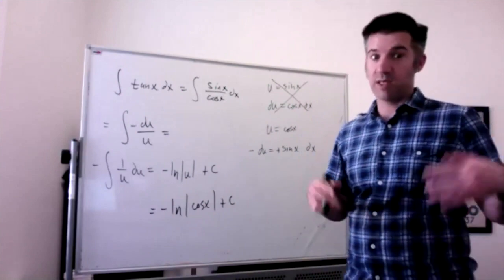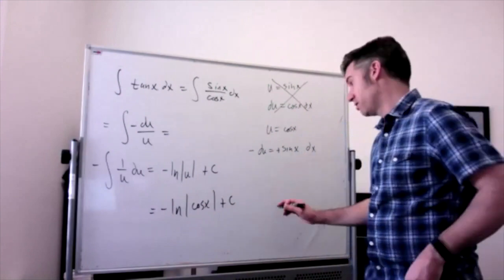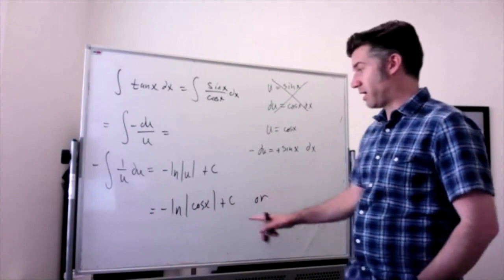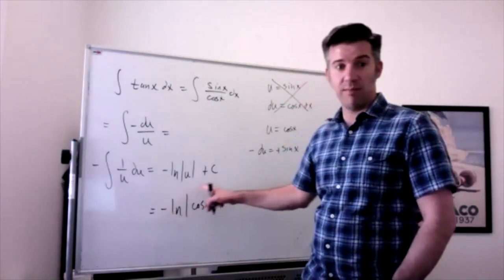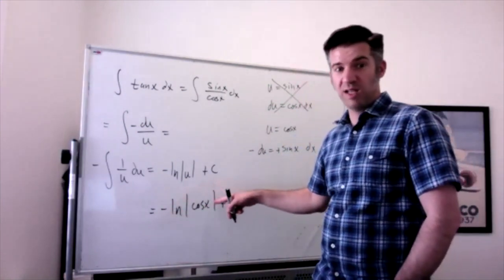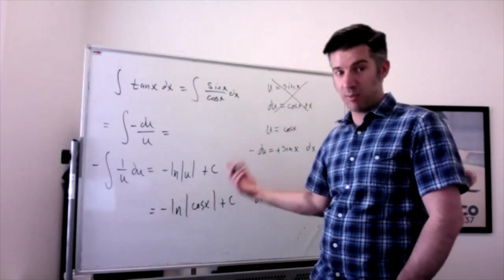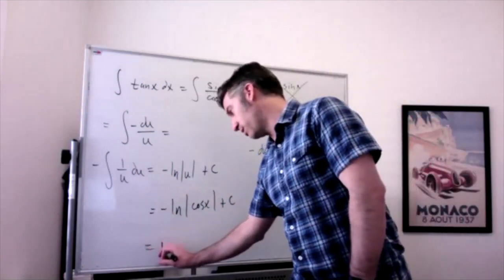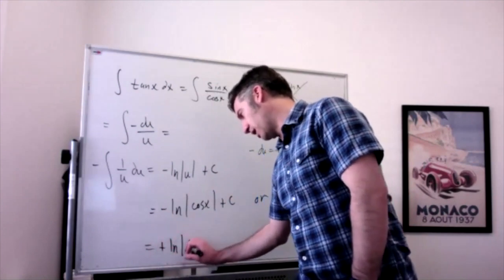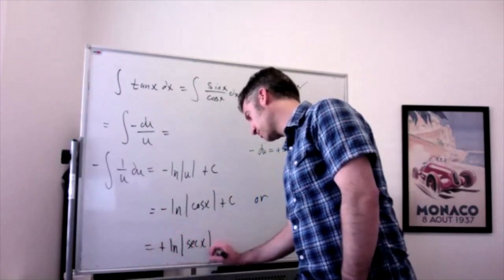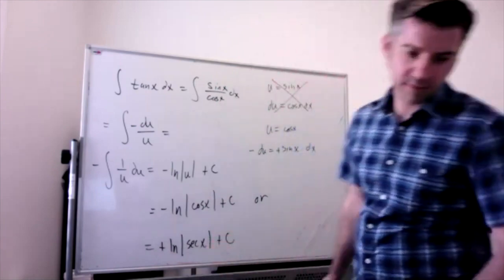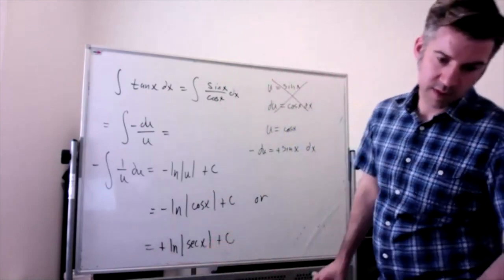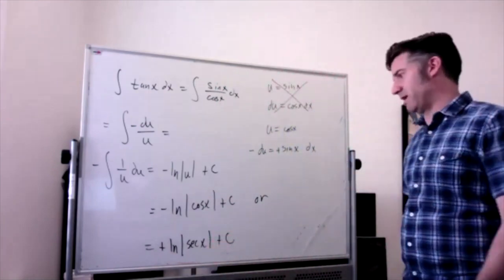Or, because people like to write it a different way, I can bring this -1 coefficient up as the power, and cosine of x to the -1 power is the reciprocal of cosine, which is secant. So some people prefer to write this as positive natural log of the absolute value of secant of x. Which I say either way is fine.